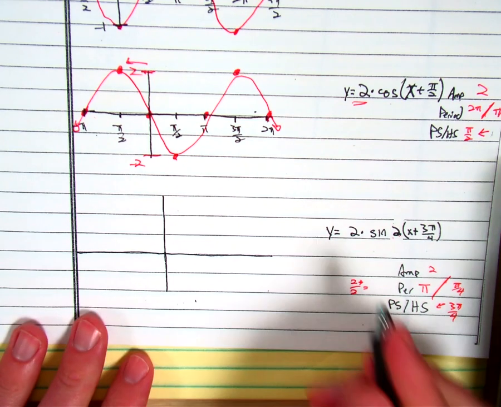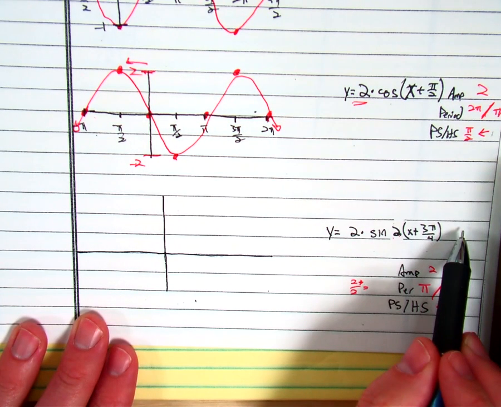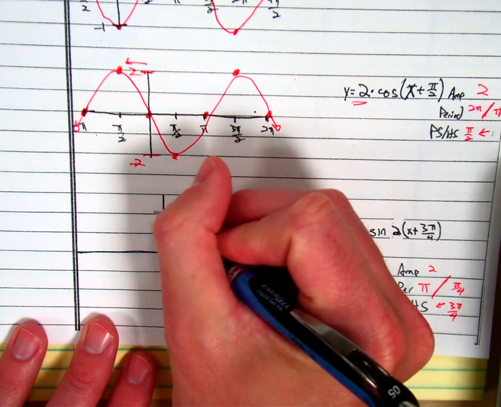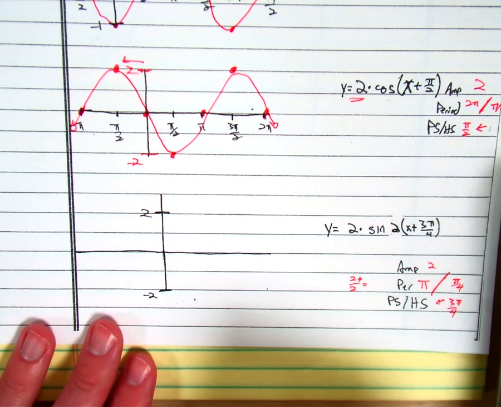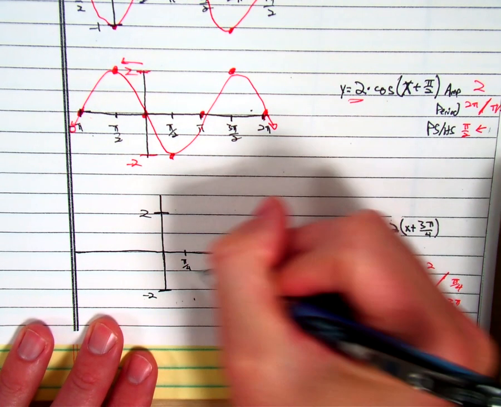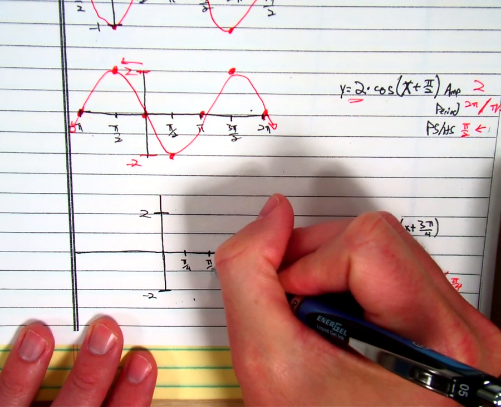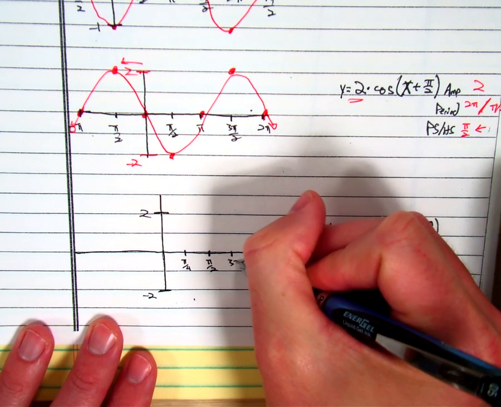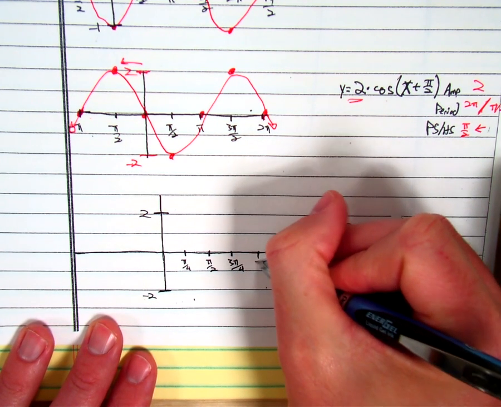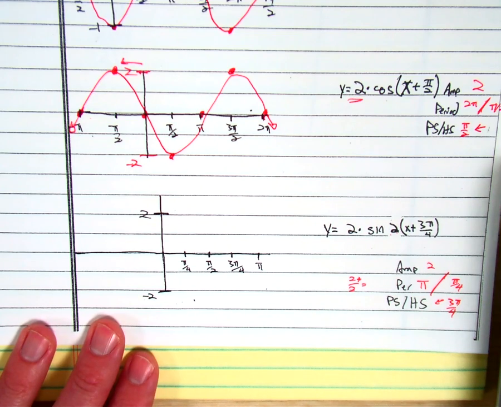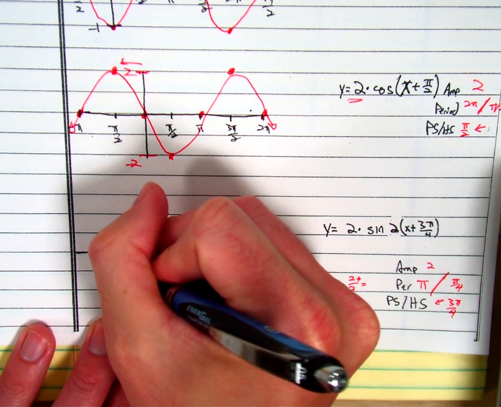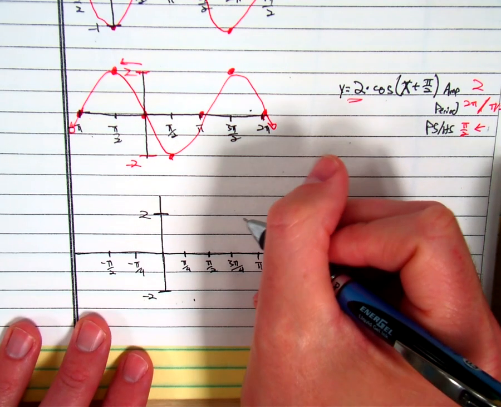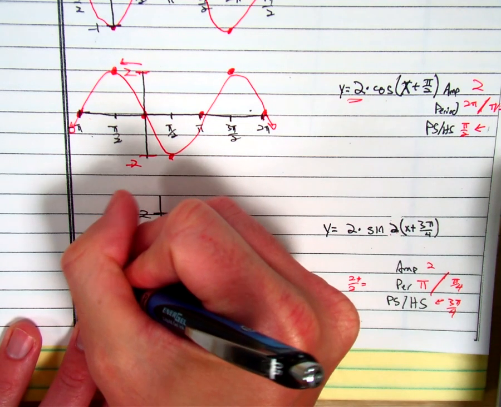Okay, so again, no vertical changes yet. We're just focusing so far on the left and right. So we're going to be up 2 and down 2. We're counting by pi over 4s. 1 pi over 4. 2 pi over 4 would be pi over 2. 3 pi over 4. 4 pi over 4 is pi. Negative pi over 4. Negative 2 pi over 4, that's negative pi over 2. And negative 3 pi over 4.